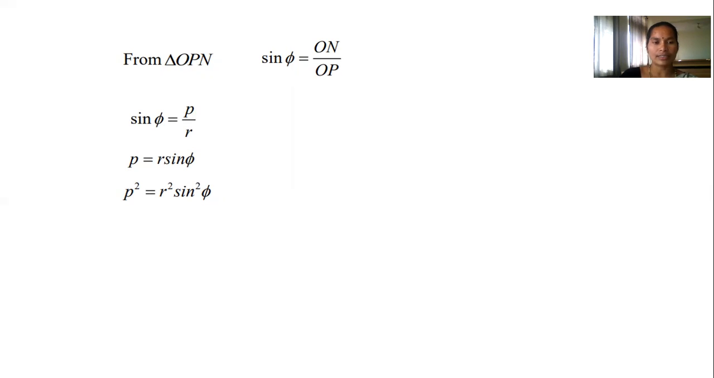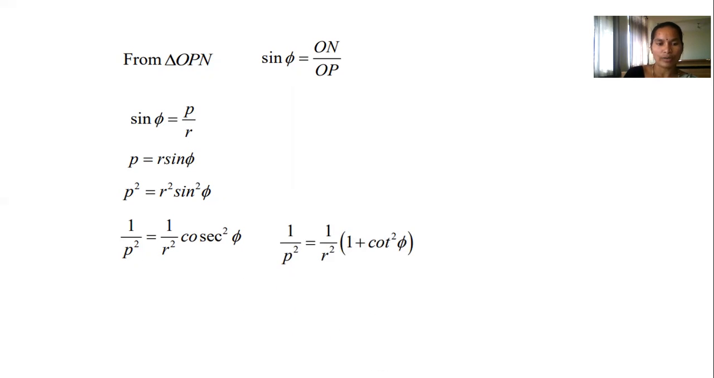Now if we take the reciprocal of this equation, we get 1 by p square is equal to 1 by r square into 1 by sin square phi, which we replace as cosec square phi. From the identities, cosec square phi is 1 plus cot square phi. So 1 by p square and 1 by r square stay as they are, and in the place of cosec square phi, we replace 1 plus cot square phi.